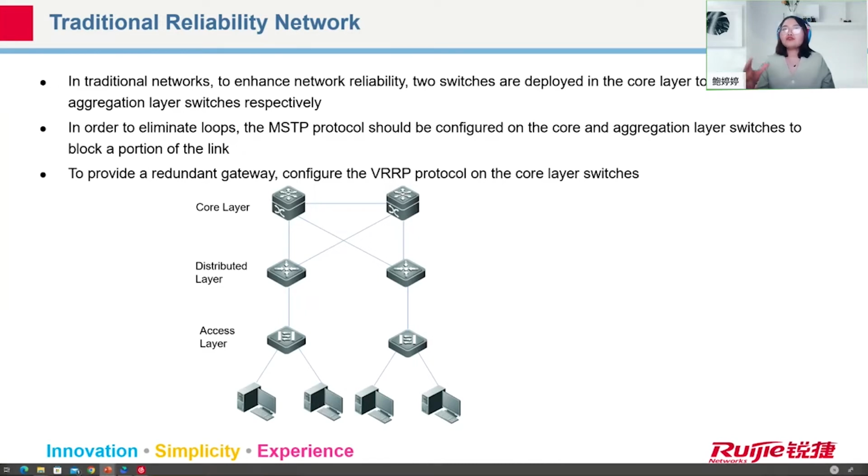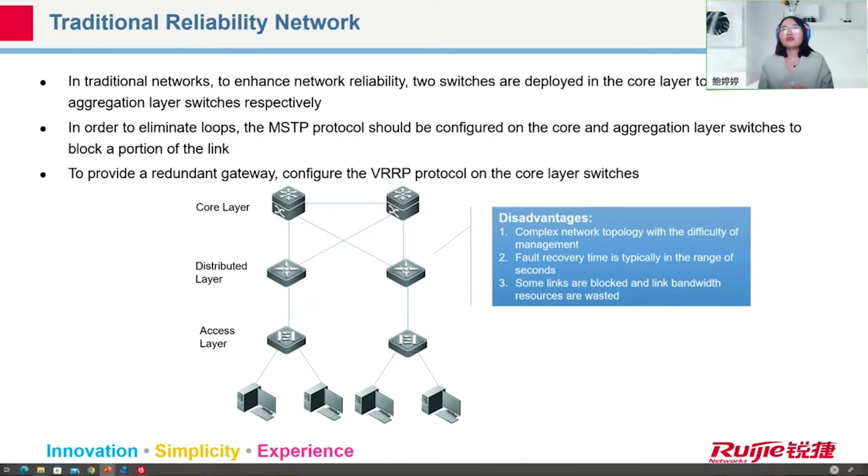But how to make the network easier? Another solution is we can use the VSU. So this is the traditional reliability network. We have lots of disadvantages. The first one is complex network technology. You have to know the principle of STP and VRRP. Then you have to know the commands, then do the configuration. Later, you also have to do the troubleshooting.